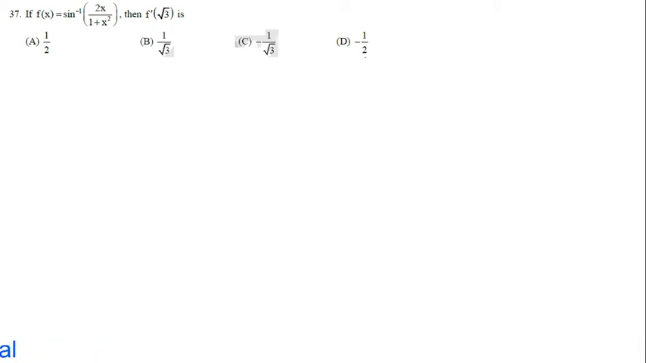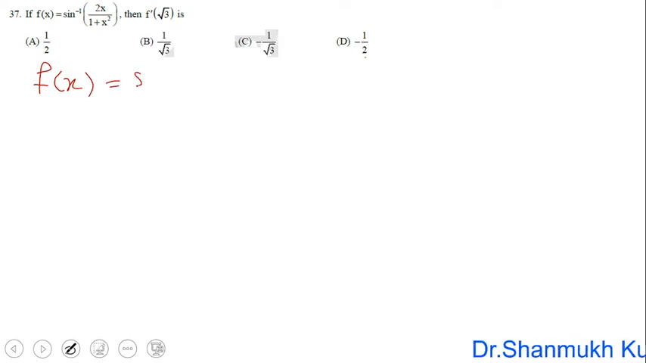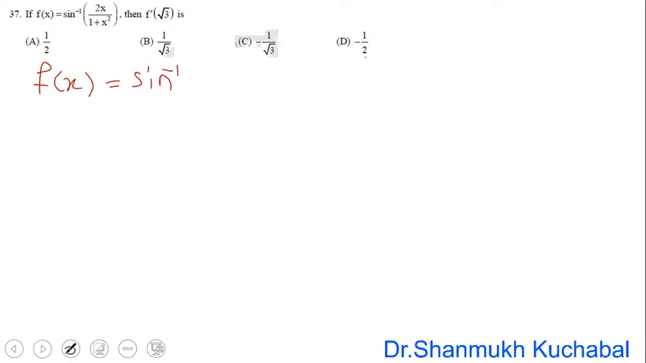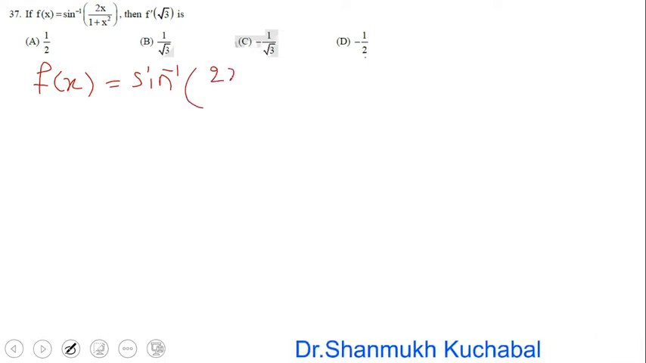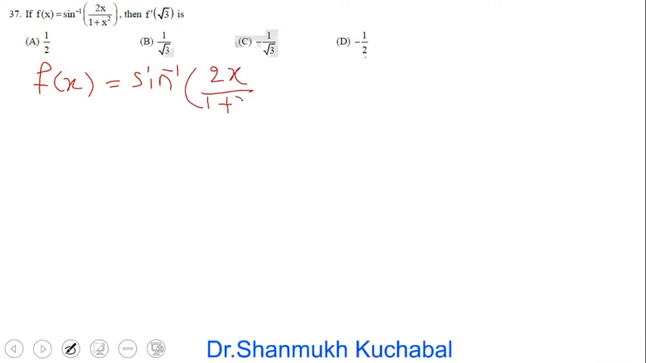The given function is f of x equal to sine inverse of 2x divided by 1 plus x square. Then we have to find f dash, the first order differentiation, at x equal to root 3. The procedure is first we differentiate, and after that we take the value of x as root 3 here. So it is given that f of x equal to sine inverse of 2x divided by 1 plus x square.